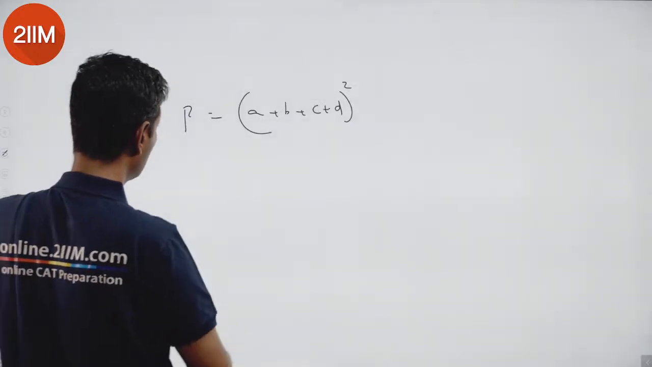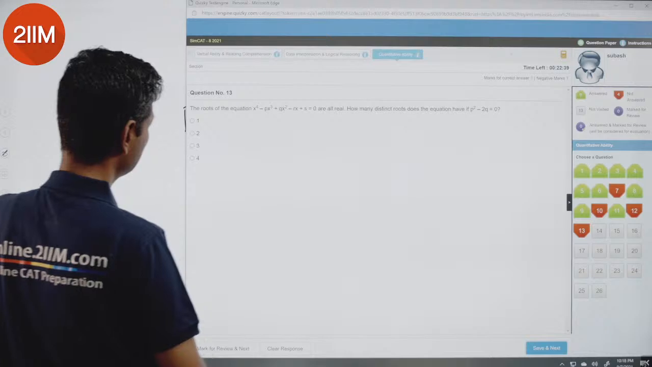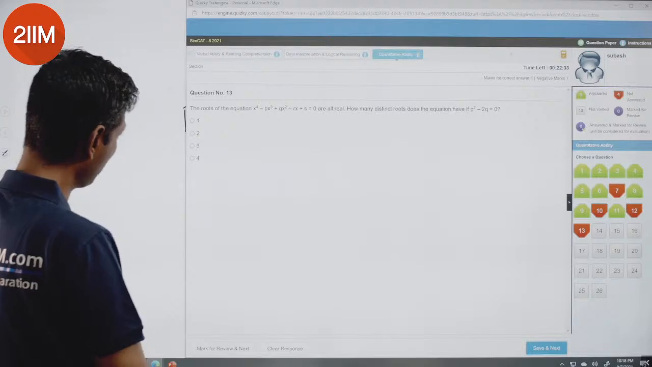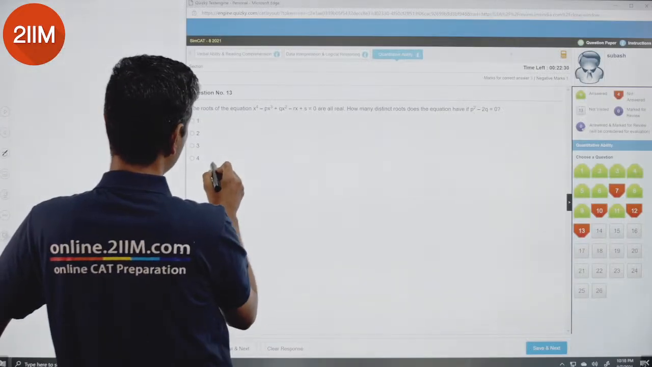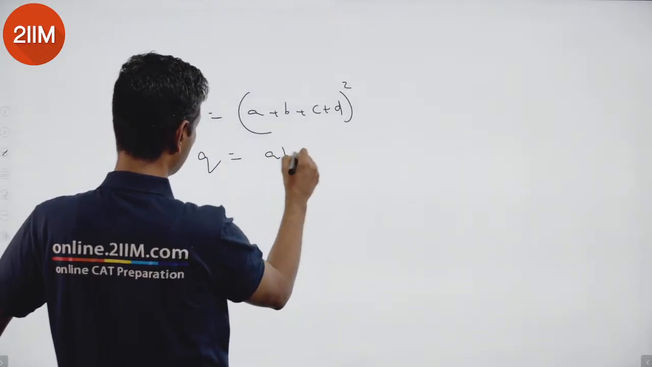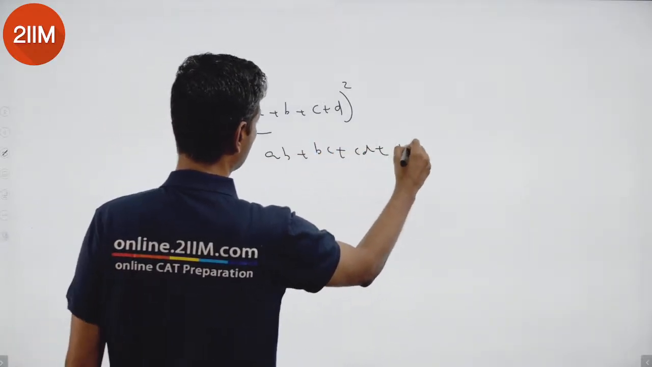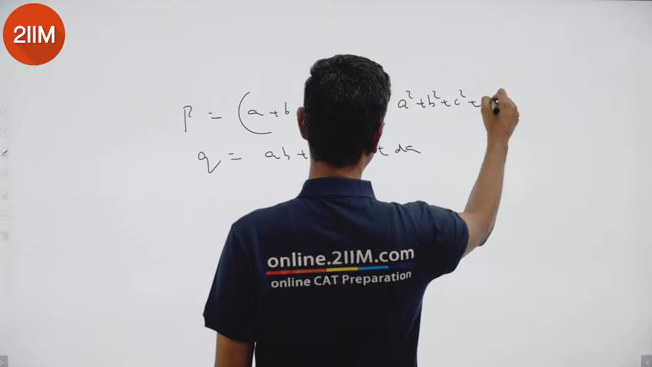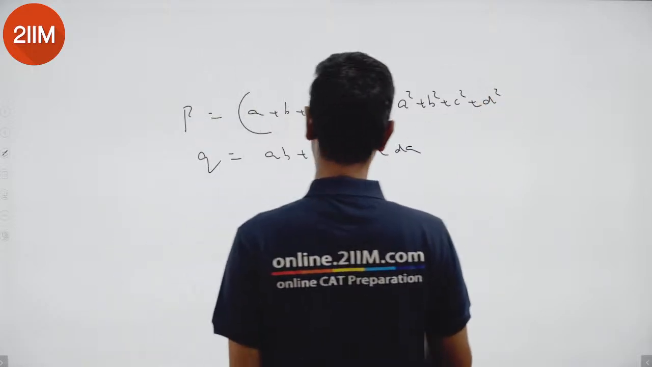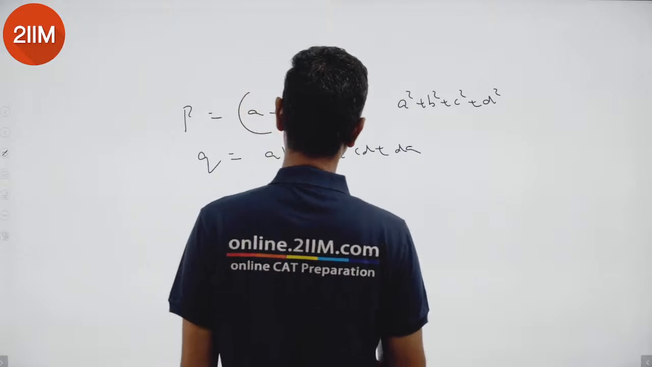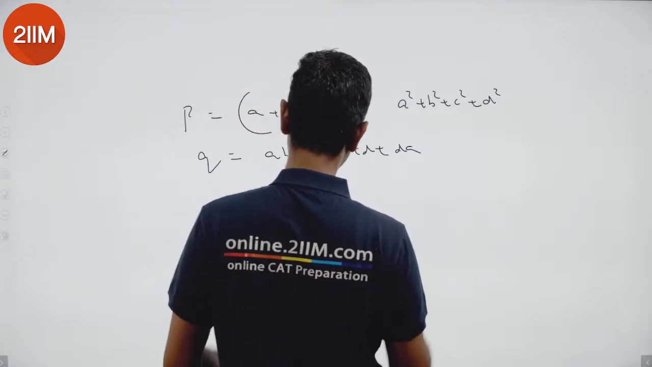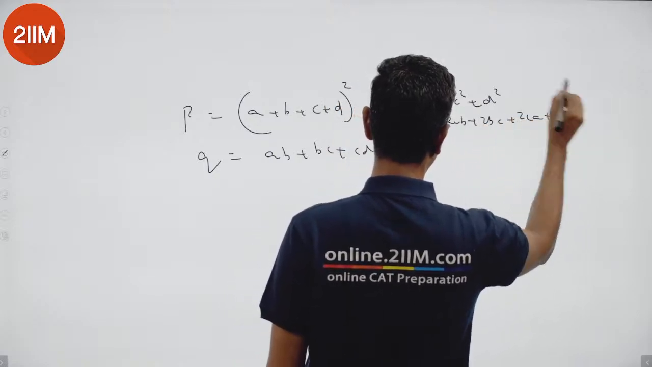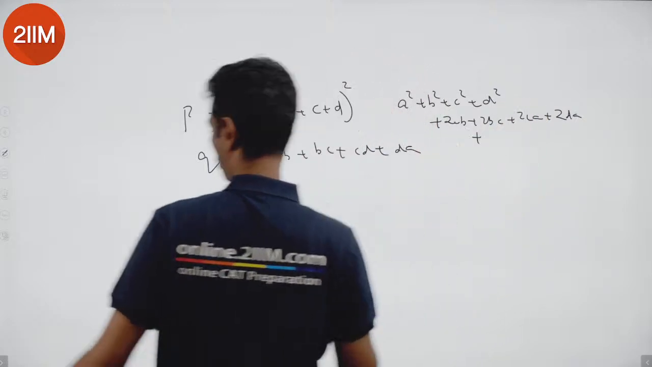P square minus 2q equal to 0 means all are real. Q equals AB plus BC plus CD plus DA plus all of that. You square that, we'll get A square plus B square plus C square plus D square plus 2AB plus 2BC plus 2CA plus 2DA. All of that, P square minus 2Q.